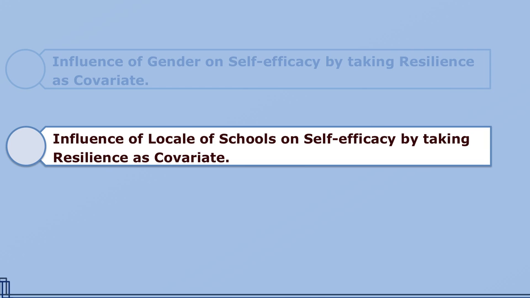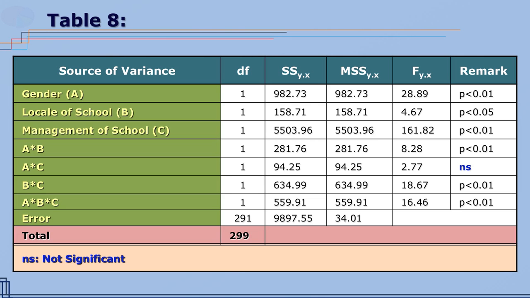Influence of locale of schools on self-efficacy by taking resilience as covariate. From table 8, it can be seen that the adjusted F value for locale of schools is 4.67, which is significant at 0.05 level with DF equal to 1/291. It indicates that the adjusted mean scores of self-efficacy of students studying in schools situated in rural area and urban area differ significantly when resilience was taken as covariate.